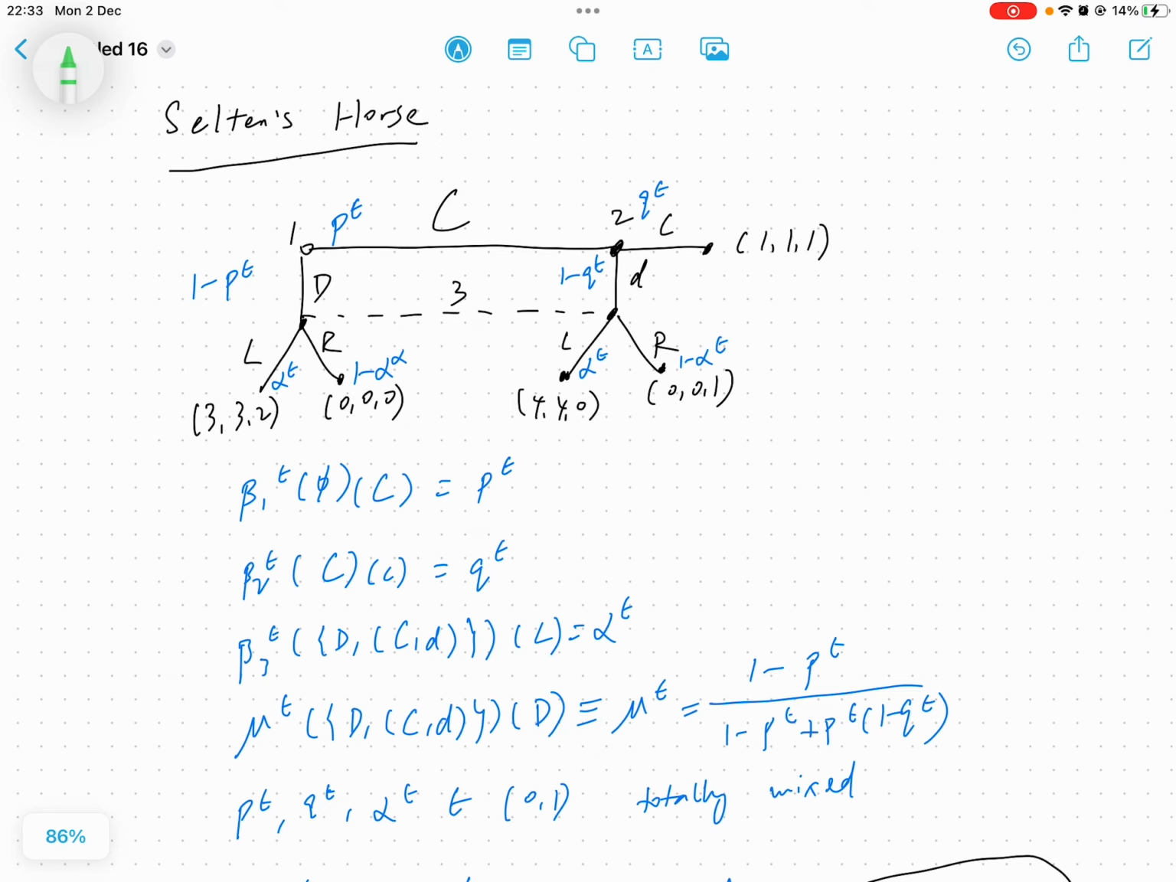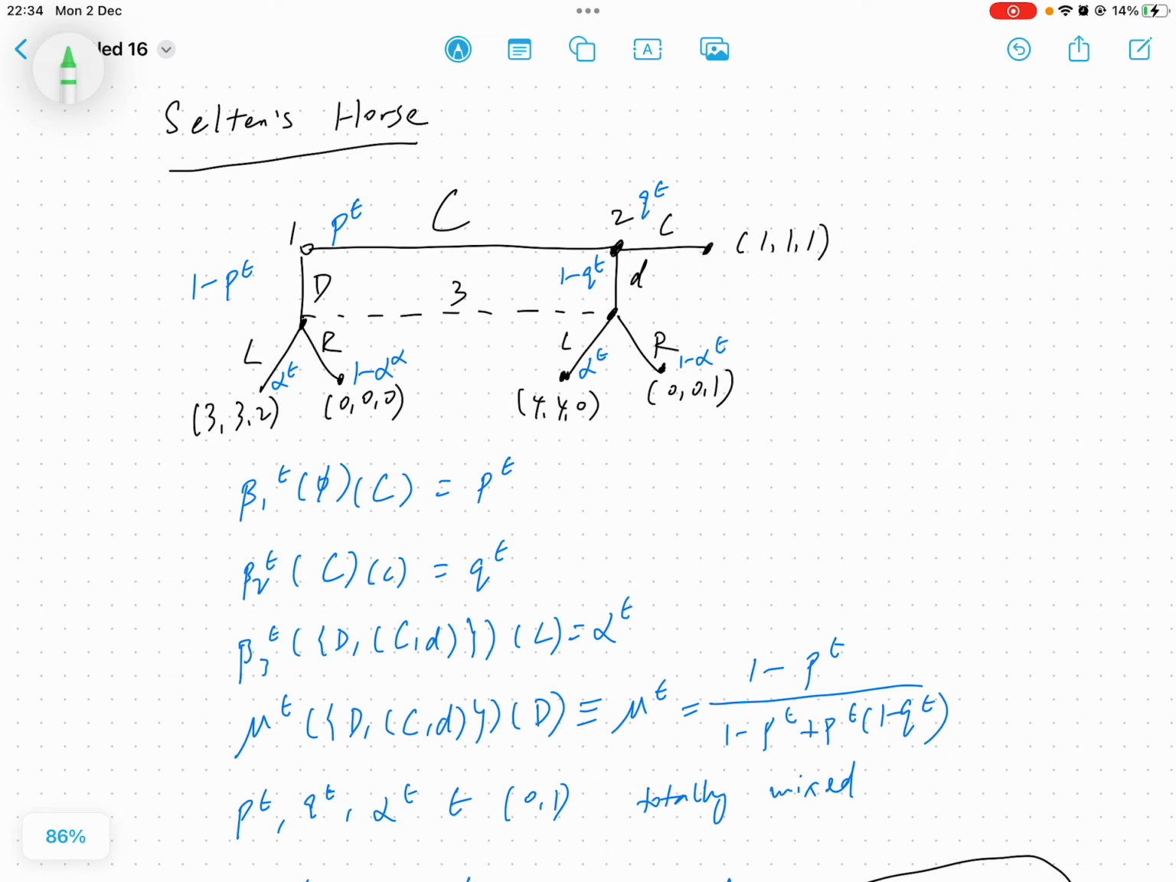If little d is played, or if player one plays capital D, then player three gets to move, right? So here we have an information set for player three connecting those two histories. And here, player three could play either L or R, but cannot observe which history they are in, right?